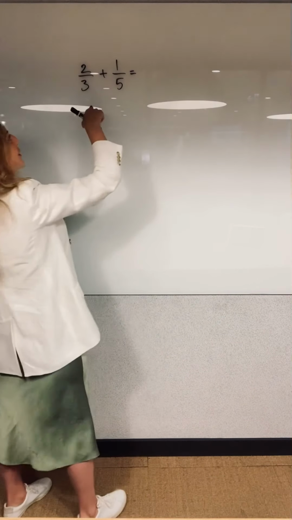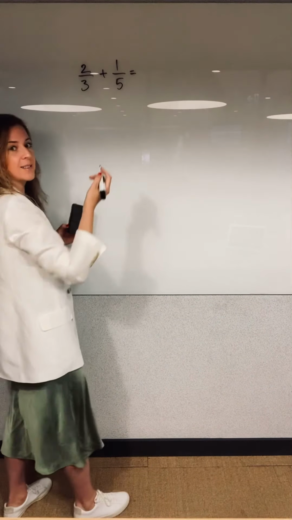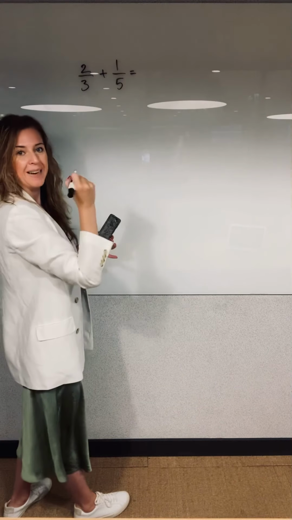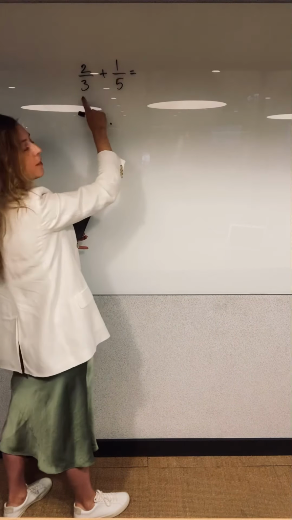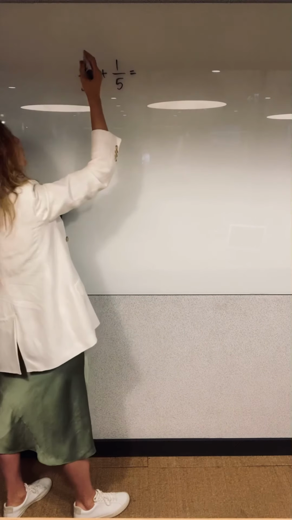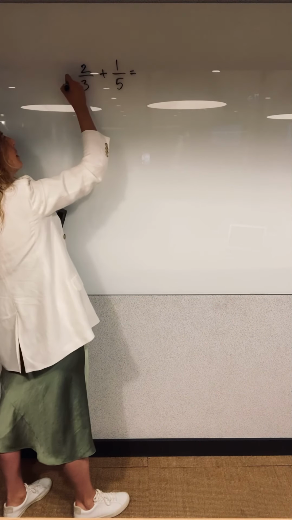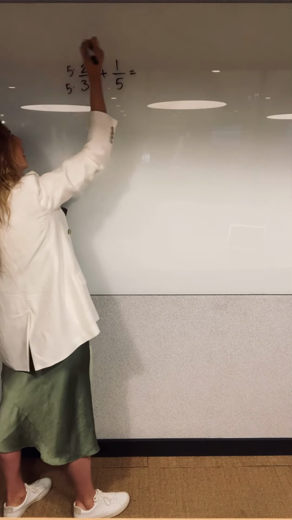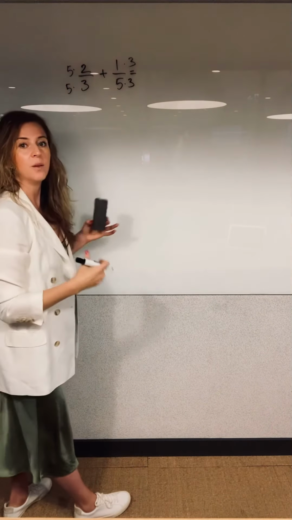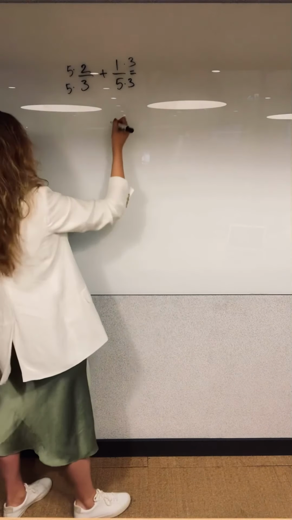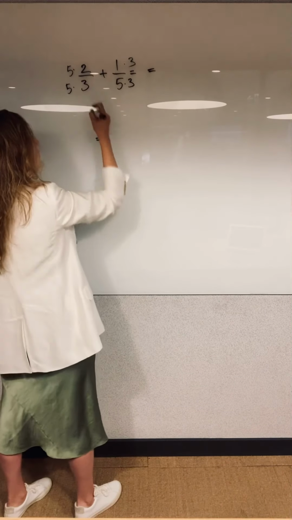So anyways, here's the same drill. We need to find the common denominator. The common denominator will be 15. We just multiply these two if they're different, right? So we're going to multiply this by 5, this by 5, and this by 3, and this by 3. And this way they will be equivalent.